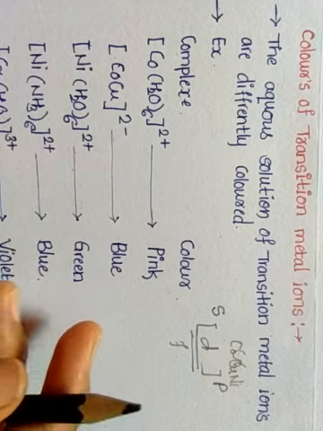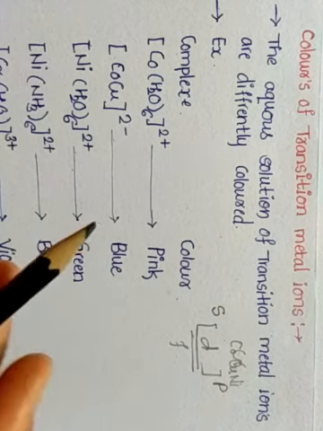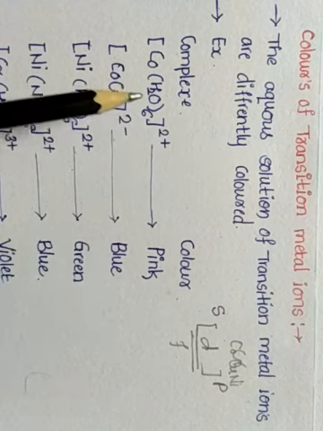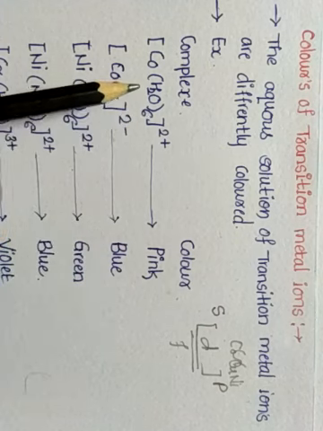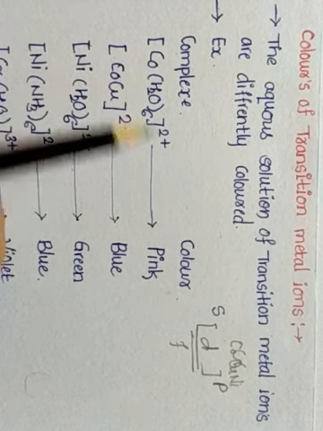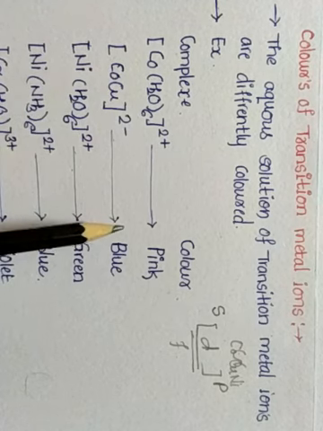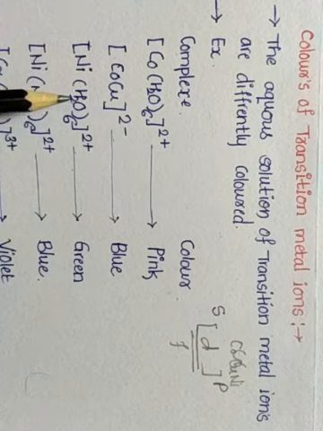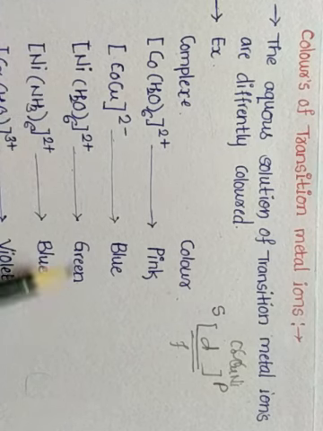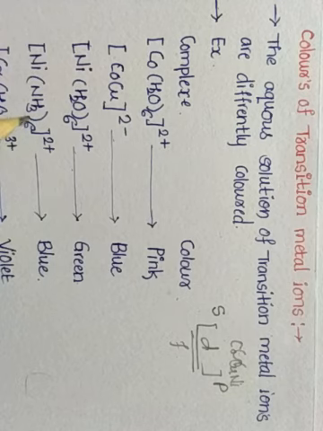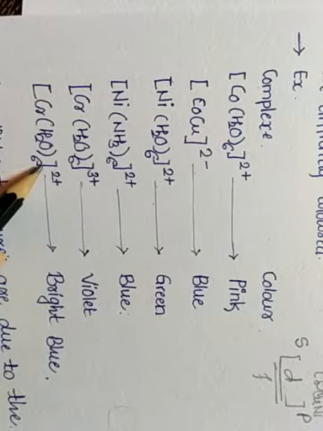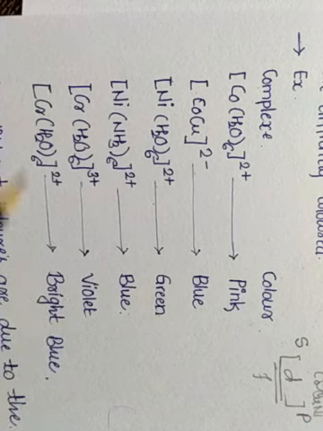So we can take some examples of particular transition metal ions. Just see one complex here, the cobalt complex, which is pink in color. Again, you can take another complex of cobalt, which is blue in color. Again, a complex of nickel, green in color. Another complex of nickel along with amine, blue in color. Again, complexes of chromium, having different ionic states: one is violet in color and another is bright blue.